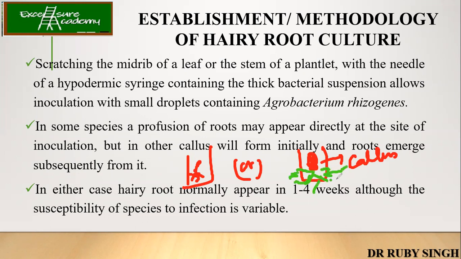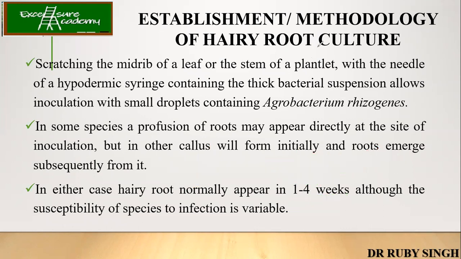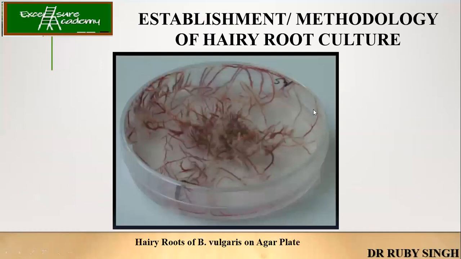Okay, so many lateral roots will be formed. Now, in either case, hairy roots normally appear in 1 to 4 weeks, although the susceptibility of species to infection is variable. Once you see the images, it will be more clear. So this is how it will look. You can see so many roots are there. This is from the callus, you can see.